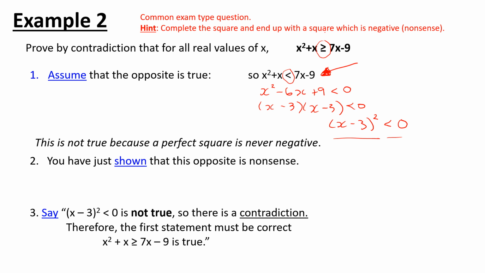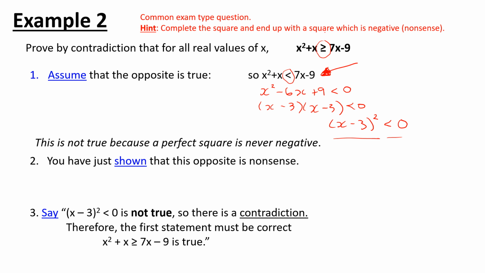x minus 3 squared is less than 0 is not true. So there is a contradiction. Always make sure you say that word. There is a contradiction. So therefore the first statement must be correct. So we've proved that x squared plus x must be greater than or equal to 7x minus 9.